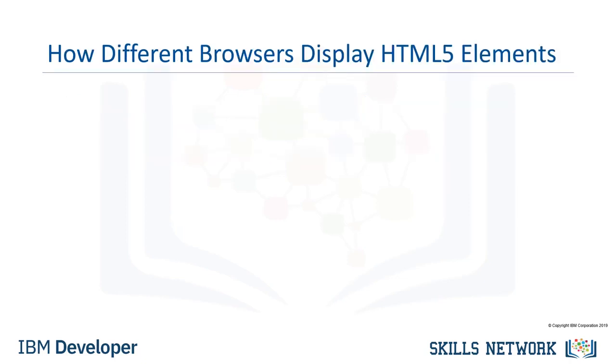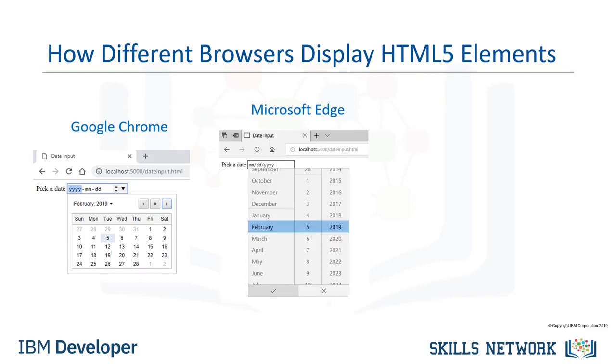Here are the results of displaying the input type equals date element in different browsers. The Google Chrome browser displays a calendar to enter the data. The Microsoft Edge browser displays spinning boxes to enter the data. Notice the difference in date formats. Year dash month dash day versus month slash day slash year. The Firefox browser displays the date field as a text field. This could raise several issues regarding input format and validation.